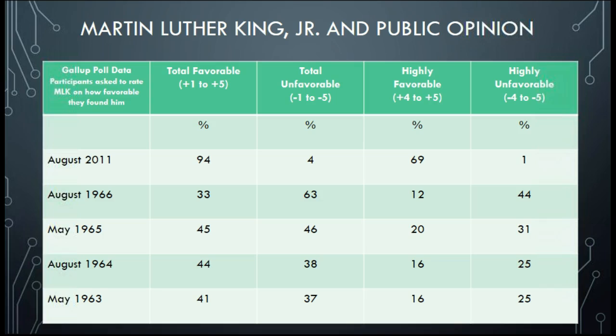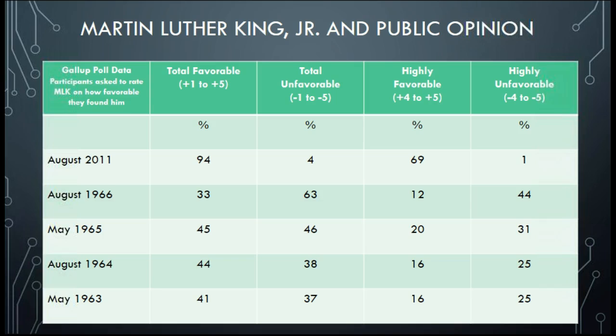So this chart here is data taken from what's called a Gallup poll. Gallup polls are national polling data that select a random sampling of people and ask them about public opinion on a particular issue or person. From 1963 to 1966, and then again in 2011 to see how times have or haven't changed, the Gallup poll asked participants to rate Martin Luther King on how favorable they found him, anywhere from -1 to +5.